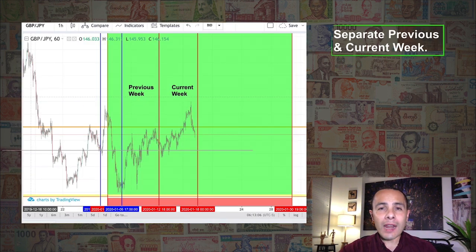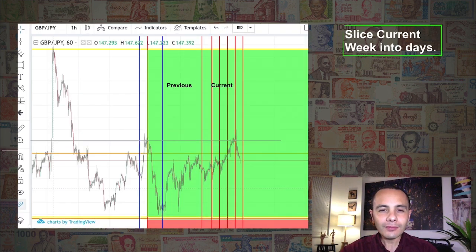Move down to the 1 hour chart and separate the beginning and the end of your previous and current week. Slice down into days your current week. This way you'll have a better sense of distance moving forward and when looking up and down.